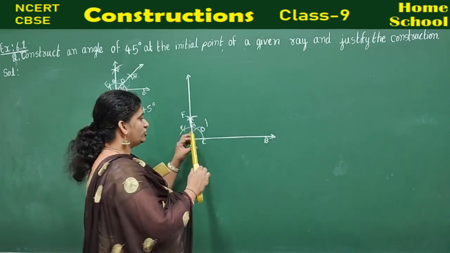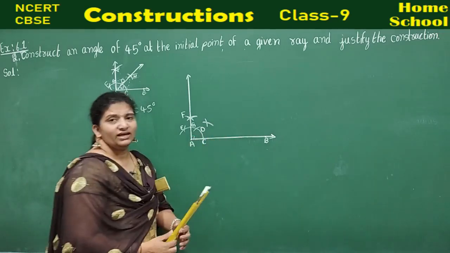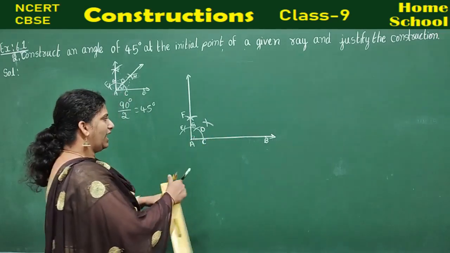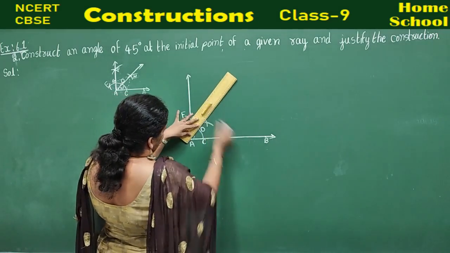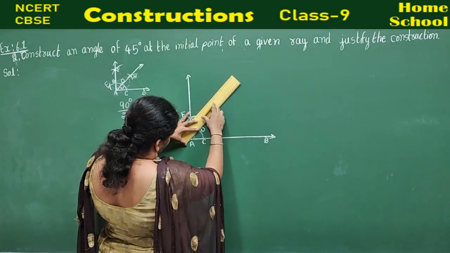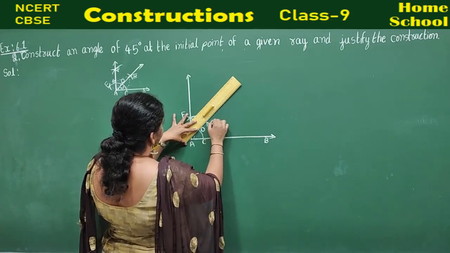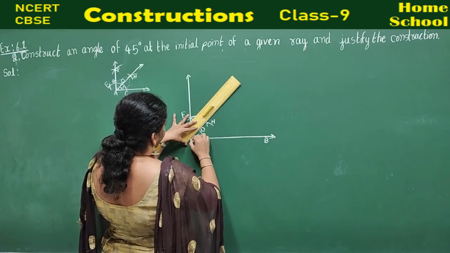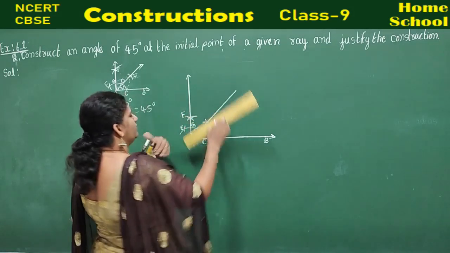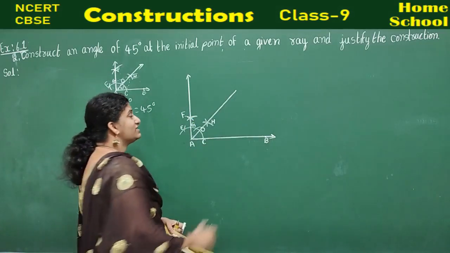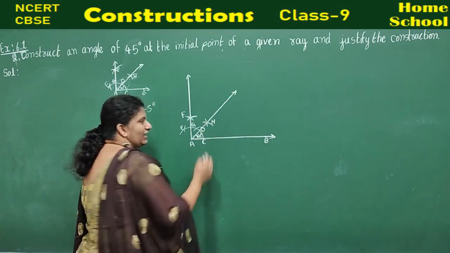I have drawn one arc with G as a center, and from C, I have cut that arc. Now, try to join these two and extend to get a ray. See carefully, from point A, mark this point as H. Now, what we got, this angle is a 45 degree angle.